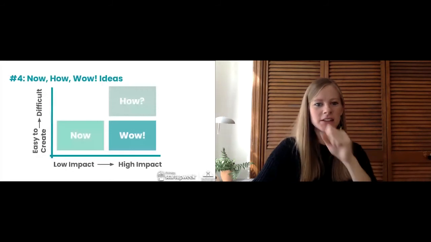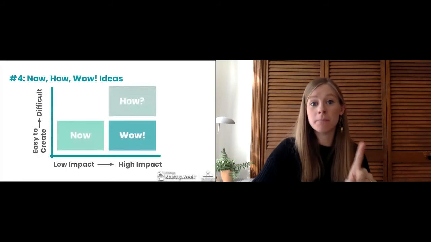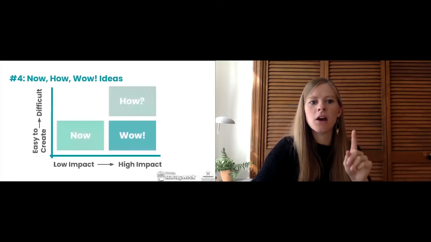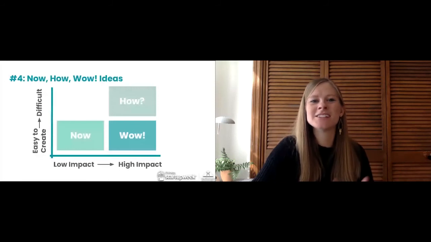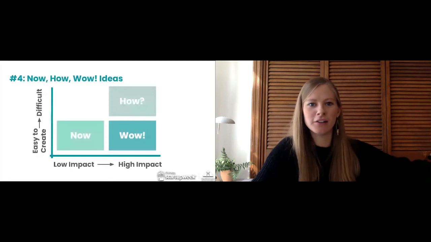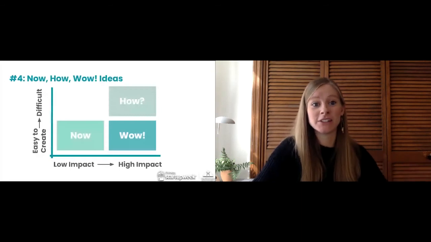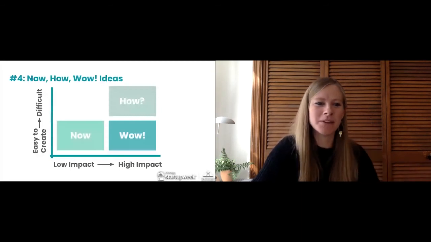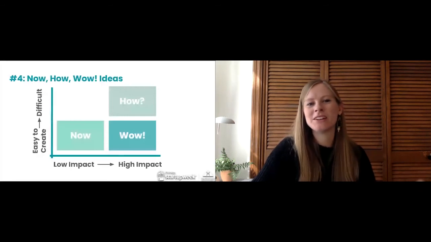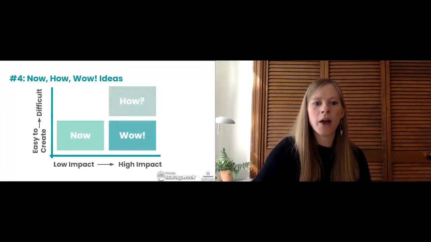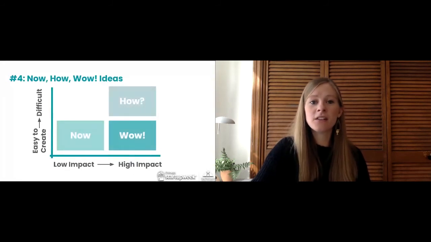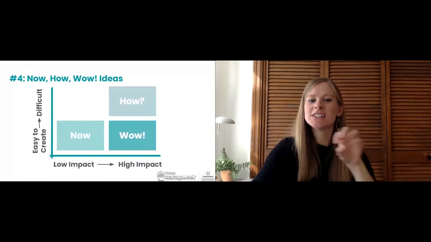How ideas up at the top are these ones that have high impact for a particular context, but are probably really difficult to create. Maybe what you need to create it doesn't even exist yet, or maybe you need $5 billion, right? I don't have $5 billion to make a how idea happen. And maybe you need some sort of resources that don't exist, like some technology, for instance. And so the sweet spot when you come up with ideas are these wow ideas, these ones that have high impact but are easy to create. But there's a lot of merit in trying to constrain your ideation into these three categories.